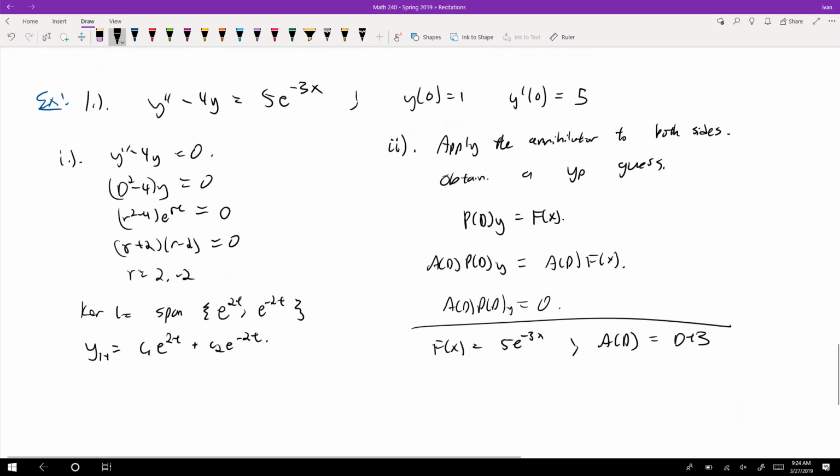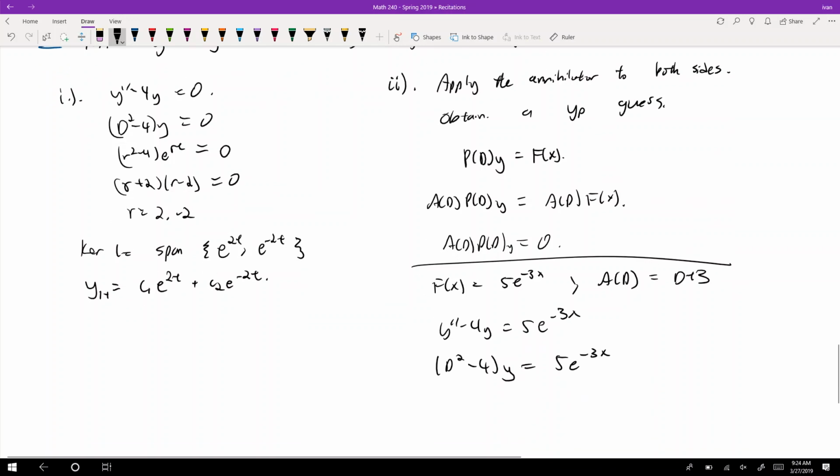So our initial equation was y double prime minus 4y equals 5e to the negative 3x. You don't have to write this. So now you should write this line: this was D squared minus 4 applied to y is equal to 5e to the minus 3x. And what's the next step? The next step was to apply the annihilator to both sides of the equation. So now this is D plus 3 applied to D squared minus 4 applied to y. And what is the right-hand side always going to be? Zero. We annihilated the right-hand side.